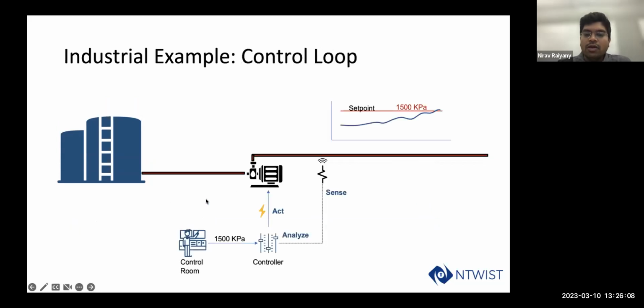So how that would work is again the same: sense, analyze, and act. So say, for example, an operator is asking a controller to maintain the pressure of 1500 kilopascal at a certain point. So your set point becomes 1500. So you have a pressure gauge, so you would sense what is your present pressure, which is somewhere here. Then a controller would analyze whether it is up or down, and based on that, it would ask the pump to basically run faster or slower until it reaches its 1500, and then it would maintain it.